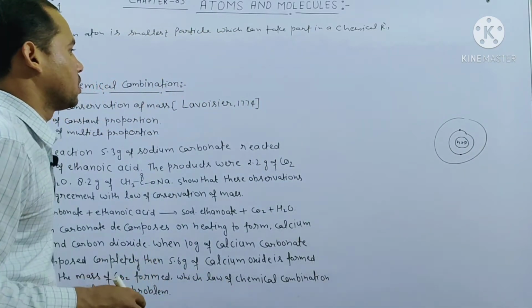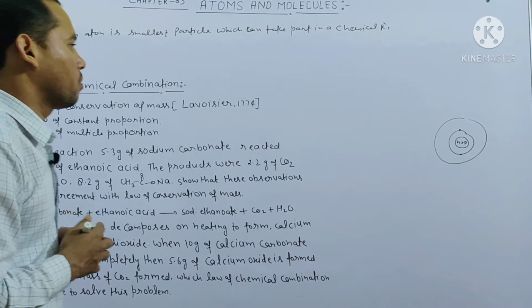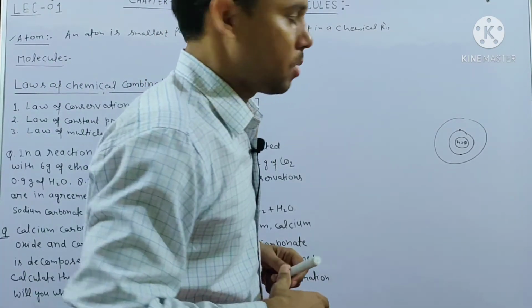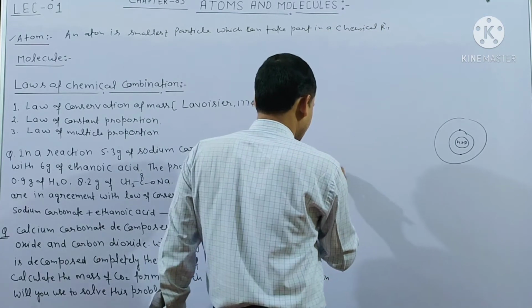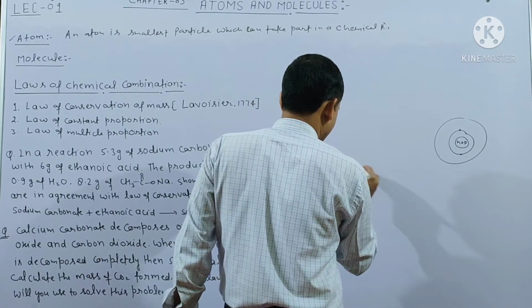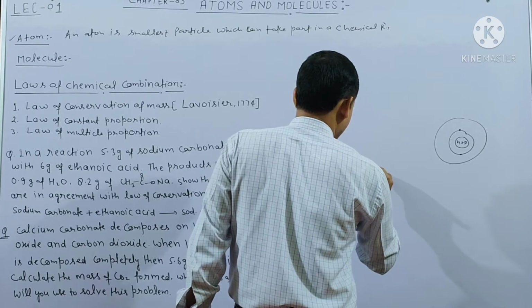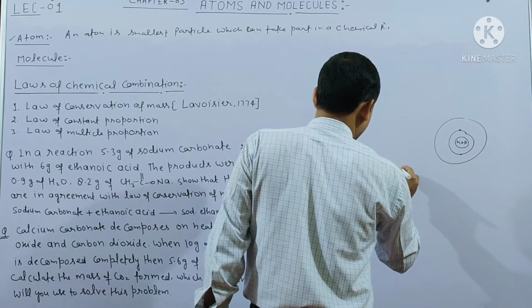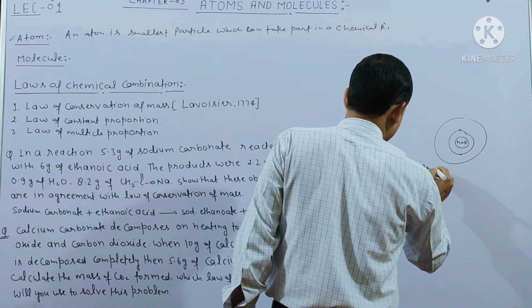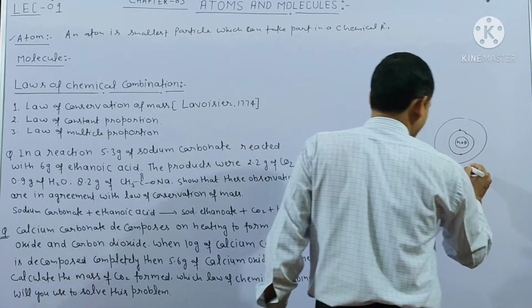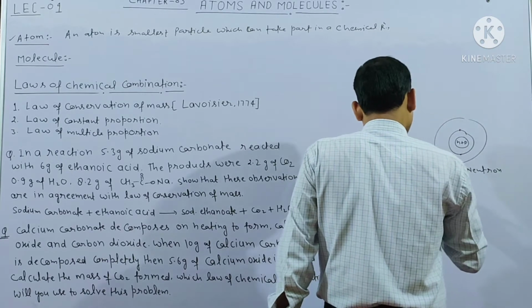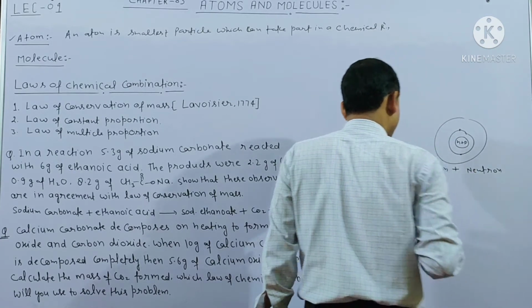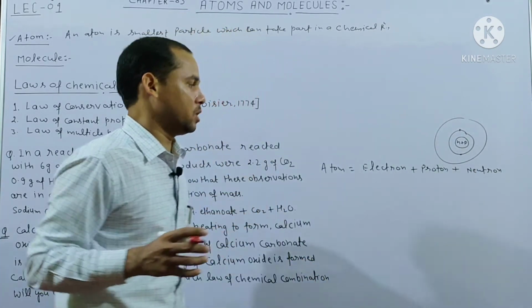So this is the basic concept, and one more piece of information you have to keep in mind: the atom is made up of three fundamental particles, electron, proton and neutron. These are the three fundamental particles of which an atom is made.